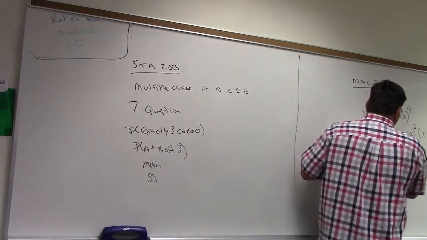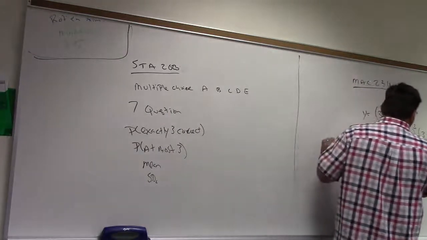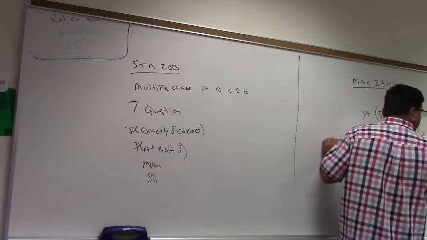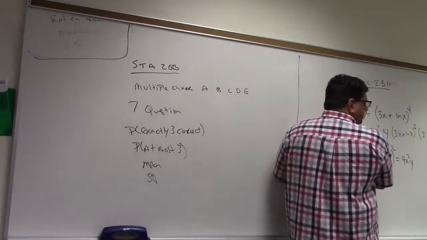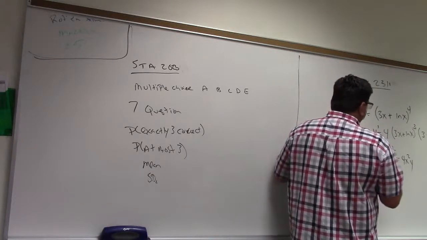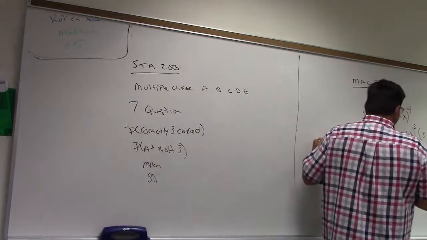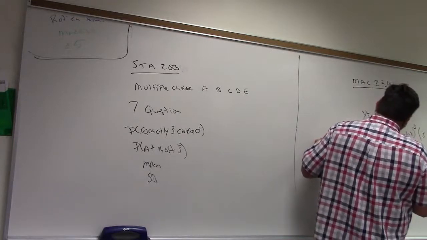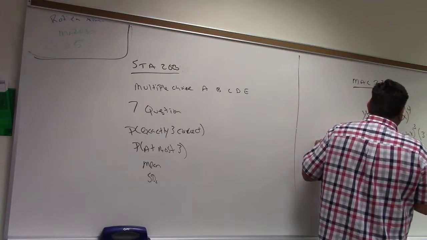x squared plus y squared, squared, equals 4x squared y. And what are you trying to find? dy/dx? So here you've got to use implicit differentiation, yes? 2(x squared plus y squared)(2x plus 2y dy/dx).